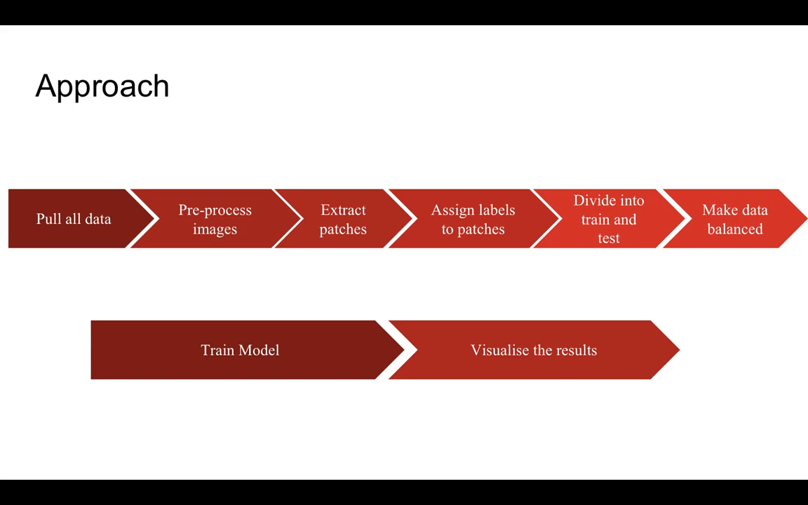I then divided my data into training and test. Since the data is quite imbalanced, I try approaches such as oversampling and downsampling to make it balanced. Then I train my model. Finally, I visualize my results through a heat map to see the higher probability regions of tumor.